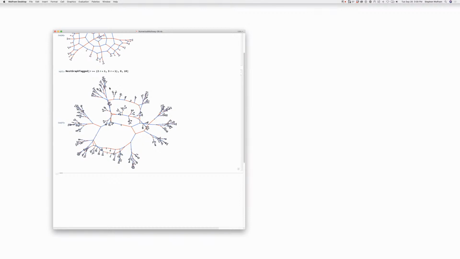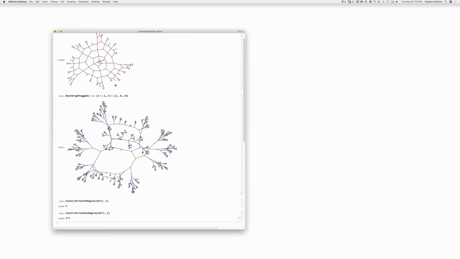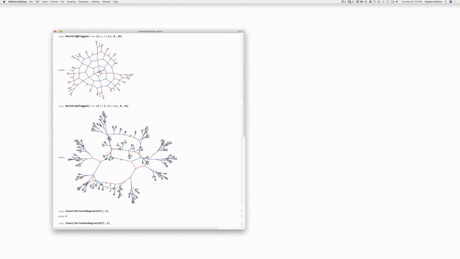So what I'm realizing is that if you look at the total number of branches, so let's look at this thing here, and we look at the vertex in degree at this level. So this is a particular foliation, right? Vertex in degree of like 927, and then let's say count the number of in degree 2s. Those are the number of mergers, right? 6. But if we count the number of out degree 2s, they're 473. So there's a big mismatch.